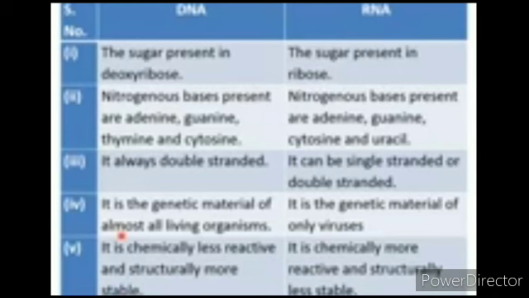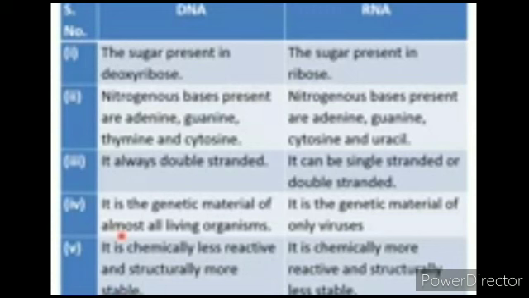DNA is the genetic material of almost all living organisms. RNA is the genetic material of only some viruses. DNA is chemically less reactive and structurally more stable. RNA is chemically more reactive and structurally less stable.